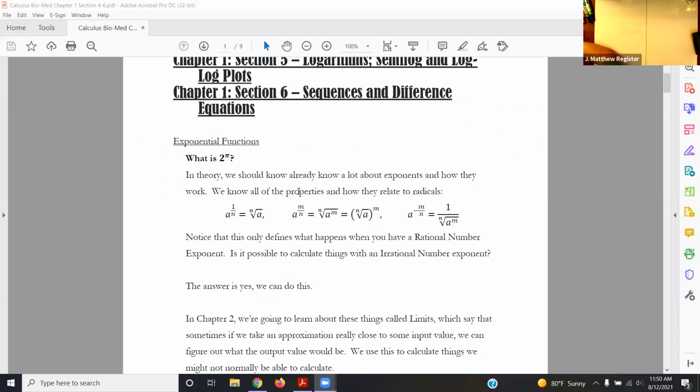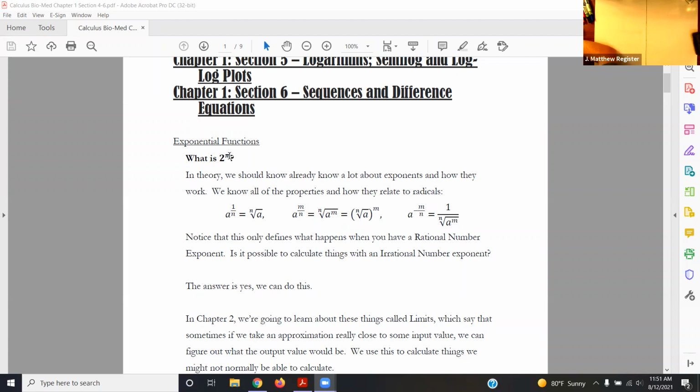And so we know a fair amount about exponents and how they work, right? We know that if we have a to the 1 over n, that's the same as taking a radical. If it were a to the m over n, well, it's the same as taking a radical with a base of n, but then the exponent on that a is the numerator, the m value. And if m was a negative number or something, then we could get something like this to pop out of it. But that's not something that is going to help us in this case.